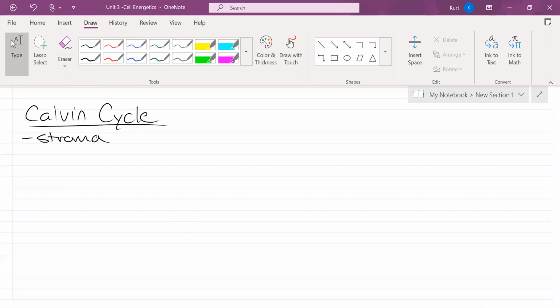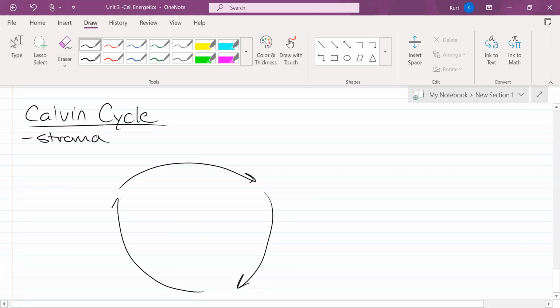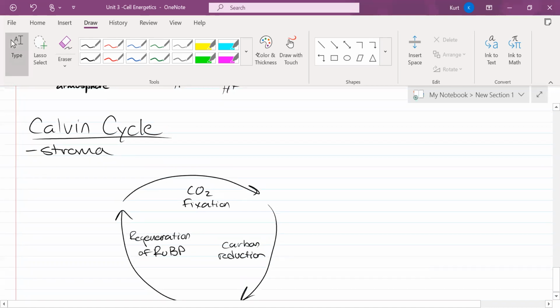Well, in the Calvin cycle, you basically have three parts, and I'm not going to go too in depth on this, everybody, but the three parts are going to be CO2 fixation, carbon reduction, and regeneration of RuBP, okay? Those are the three parts of the Calvin cycle, but here's basically what's happening. This may ring a bell from last October.